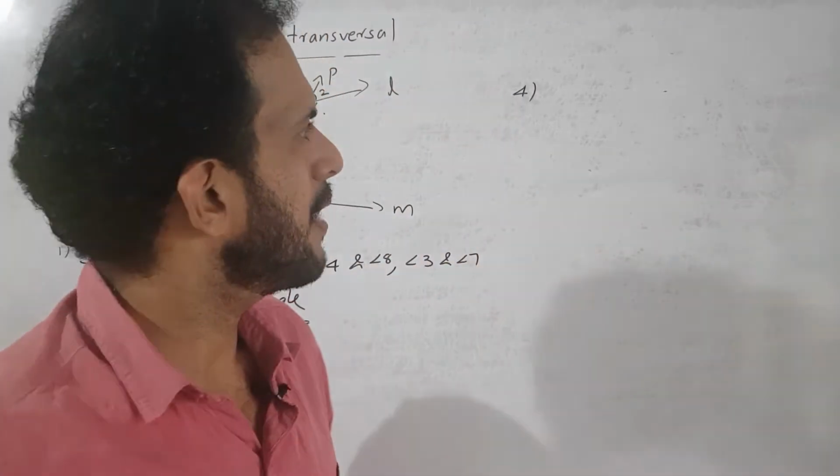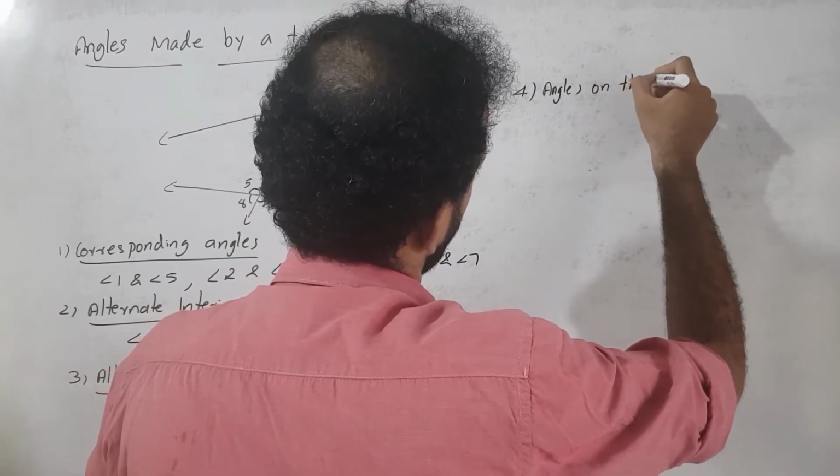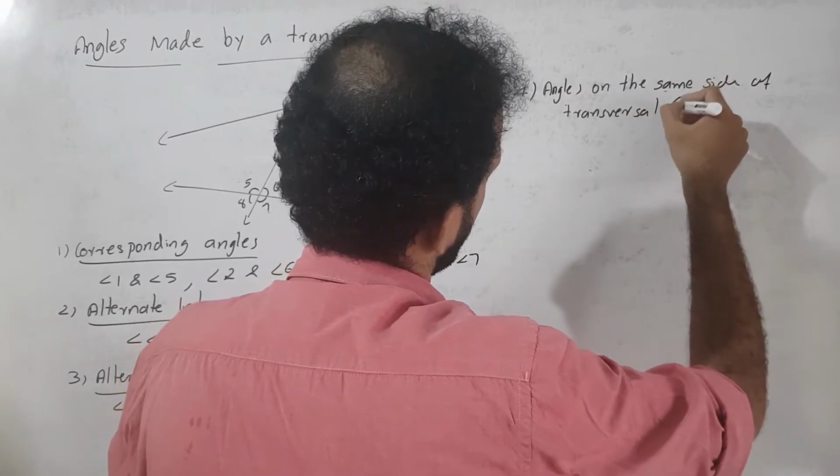Okay, then what is that? Angles on the same side of the transversal, or what is the other name?